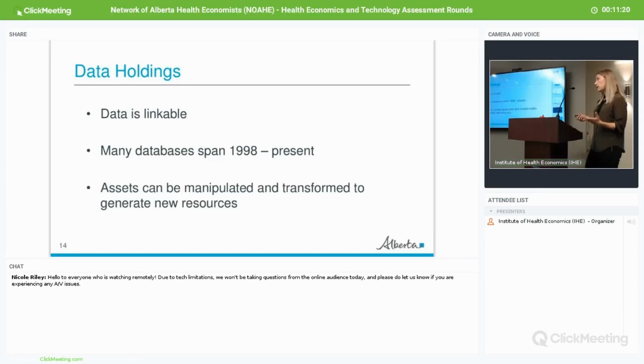So the key thing to take away there is that we have a lot of data. That wasn't even the full picture of it, but there's actually a lot of data about the health system in Alberta that isn't captured in Alberta Health. It might sit with Alberta Health Services. It might sit in clinical databases or trial databases. So there are always a few gaps, but what we have in the ministry is really quite comprehensive. This data is linkable, and the databases span at least 20 years, so we can really do a lot with it. And the most interesting thing that we can do is manipulate this data and transform it to generate new resources.